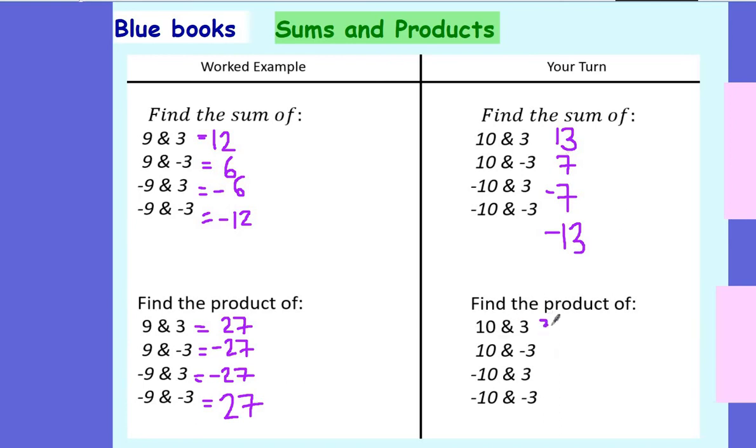For the product, 10 and 3 gives me positive 30. Negative 3 and 10 gives me negative 30. Negative 10 and 3 gives me negative 30. And negative 10 and negative 3 gives me 30.